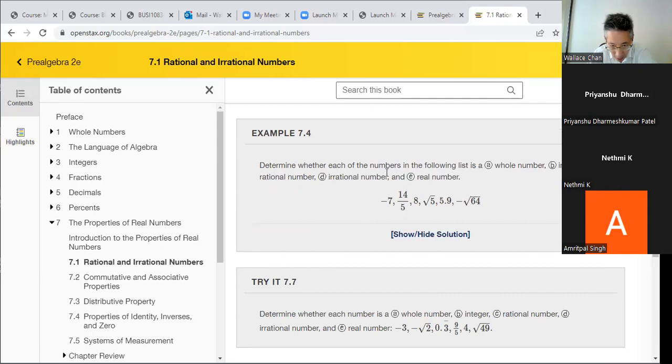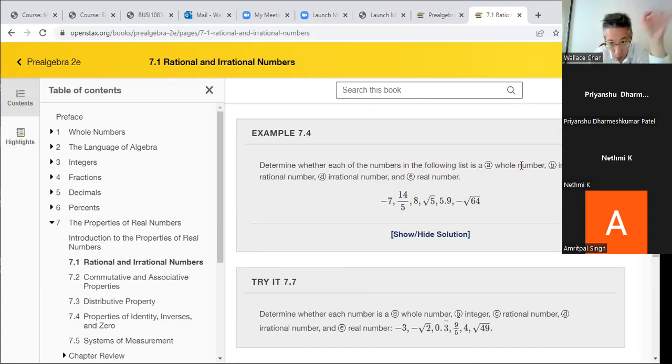Determine whether each of the numbers in the following is a whole number, integer, rational, irrational, and real number. Now, please understand that a number that is a whole number is also an integer. So in other words, when you try to answer this question, for each number, they have more than one label. For example, let's take a look at -7.